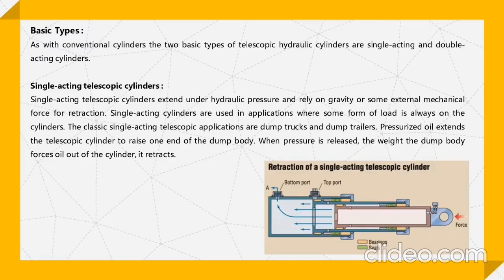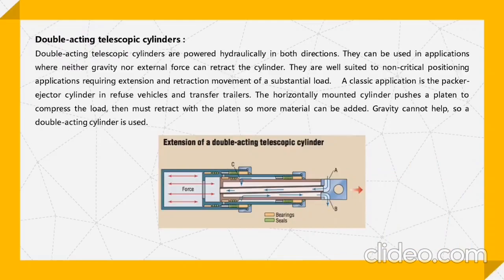Single acting telescopic cylinders extend under hydraulic pressure and rely on gravity or some external mechanical force for retraction. Single acting cylinders are used in applications where some form of load is always on the cylinders. The classic single acting telescopic applications are dump trucks and dump trailers. Pressurized oil extends the telescopic cylinder to raise one end of the dump body. When pressure is released, the weight of the dump body forces oil out of the cylinder and it retracts. Now we will see the double acting cylinder.